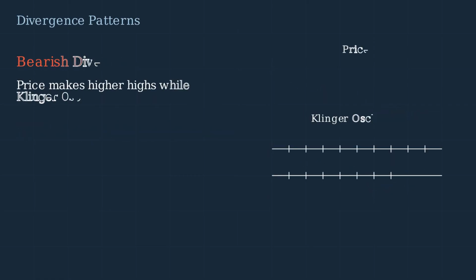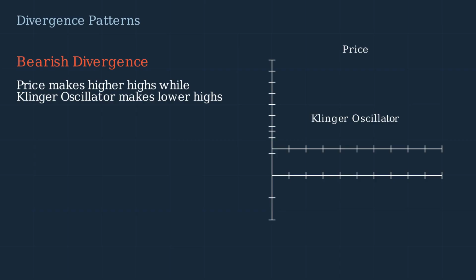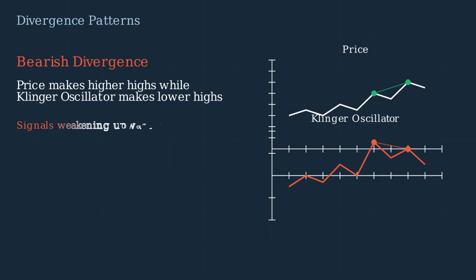In bearish divergence, the price makes higher highs, while the Klinger oscillator makes lower highs. This creates a bearish divergence pattern. Note how the price makes higher highs, but the oscillator fails to confirm with lower highs, indicating weakening upward momentum. This bearish divergence suggests that the upward momentum is weakening and a potential downward trend reversal may occur.